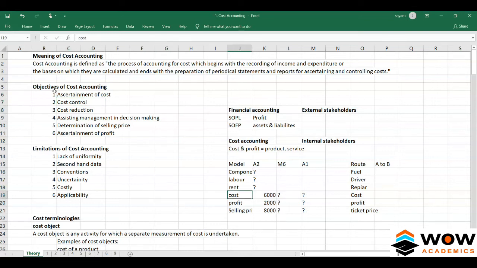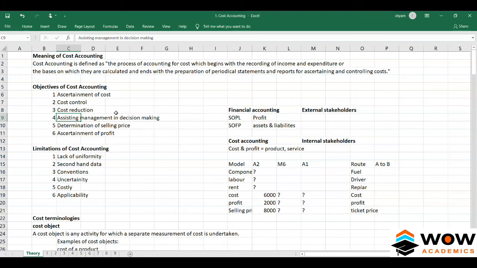If you know what the cost is, we could try to control it at 6,000 itself, and we can ensure that we will get this profit. But if we don't know how our cost is incurred, then we can never reduce it at any point of time. So only when we know something, we can start to act on it. So next one is cost reduction. We are trying to reduce the cost here, or assisting management in decision making.